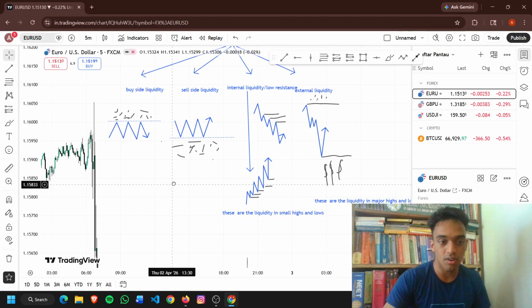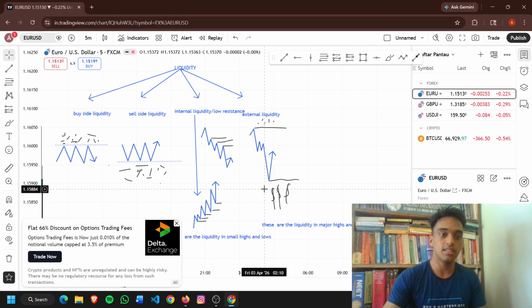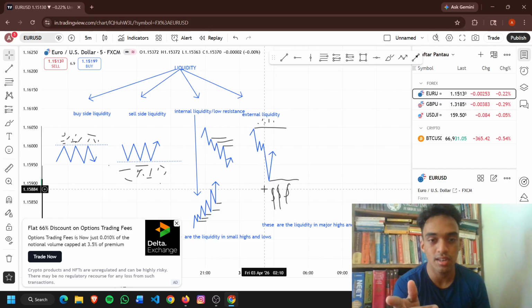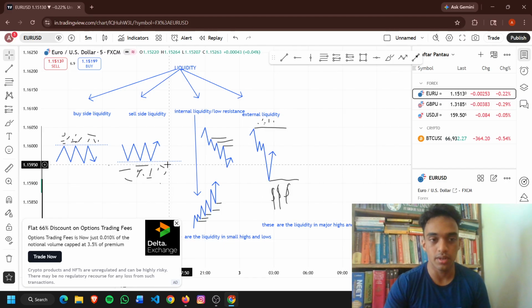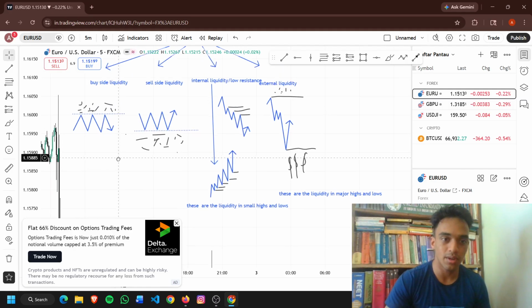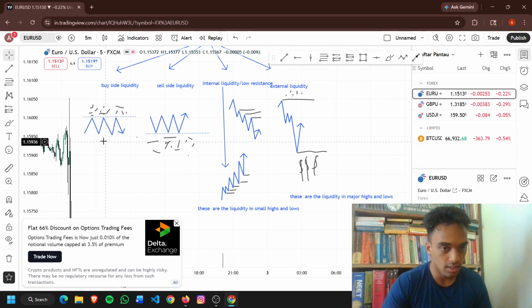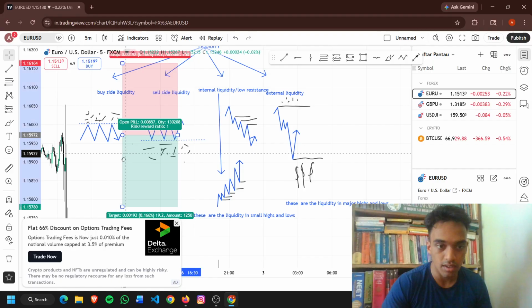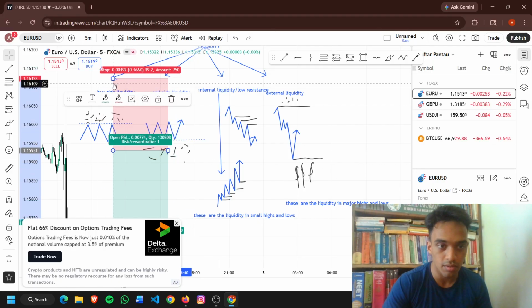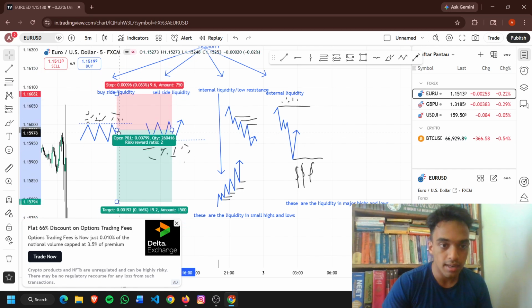Now, different types of liquidity. There is buy side liquidity, sell side liquidity, internal or low resistance liquidity, and external liquidity. So what is buy side liquidity? I already drew this so that I don't take too much time on it. Buy side liquidity is like the resistance liquidity. On top of these highs, like equal highs, there will be people placing their stop loss like this. Some people might keep their stop loss like this. So there are resting orders there.